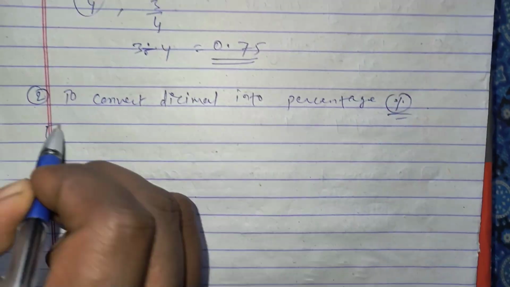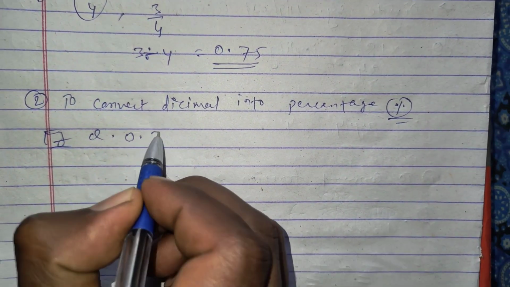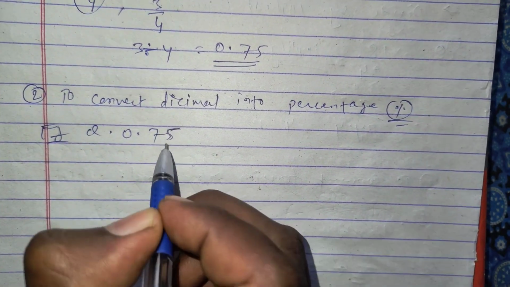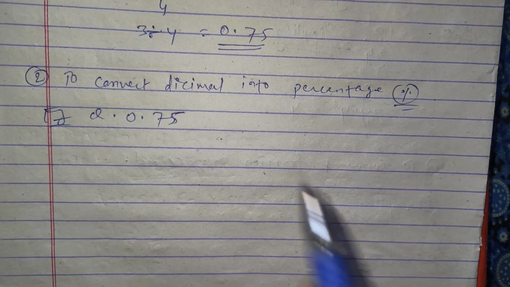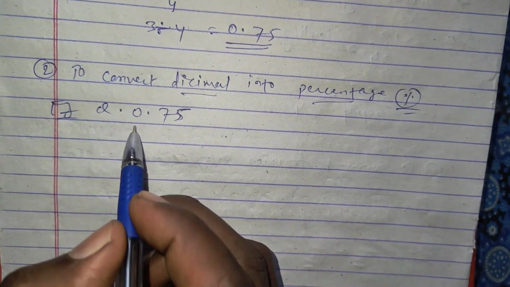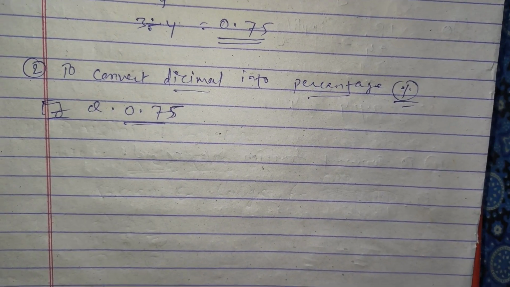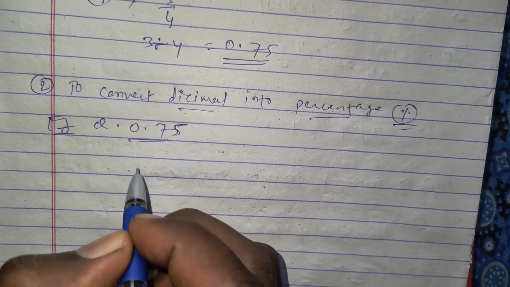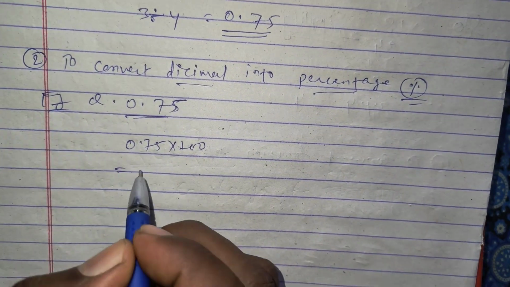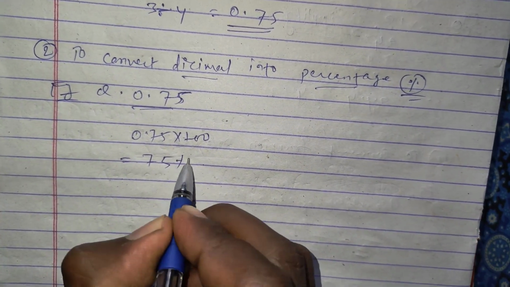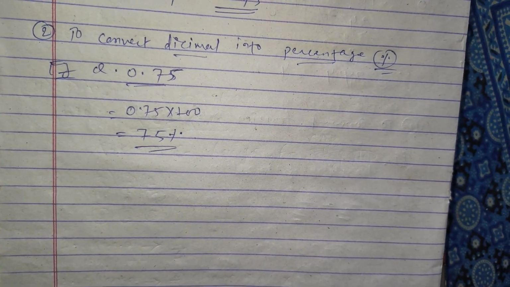So let's take an example of a question, that is 0.75 is the given decimal, right? So convert this 0.75, decimal, into percentage. Here a decimal is given and we convert it into percentage. Nothing to do, just multiply by 100. 0.75 multiplied by 100 will be 75 percent. So in this way we can convert decimal into percent.